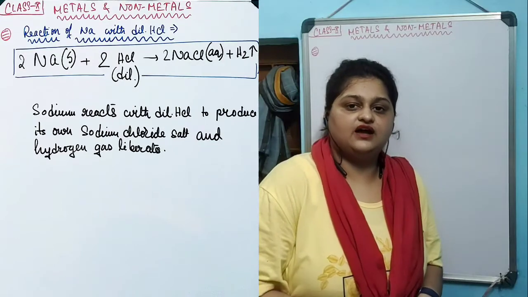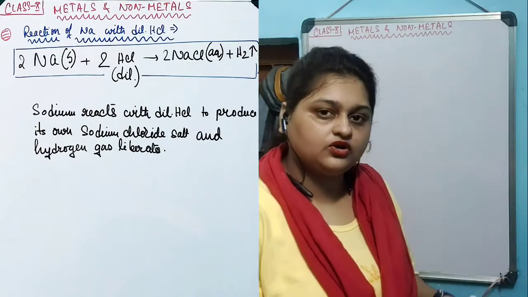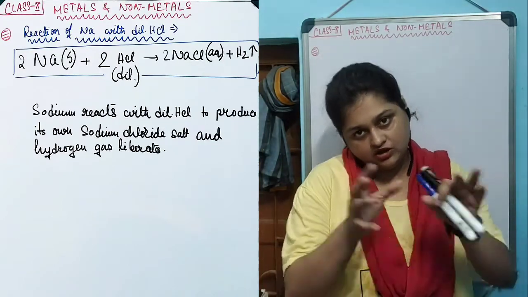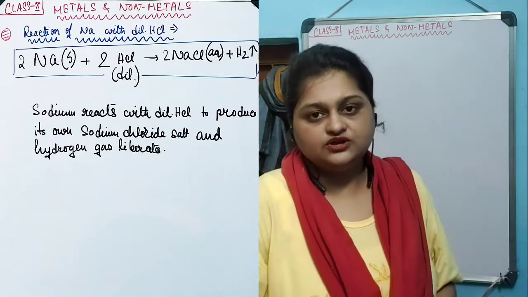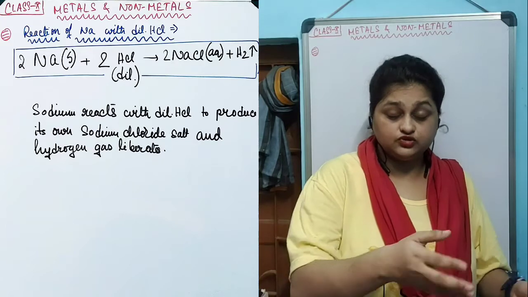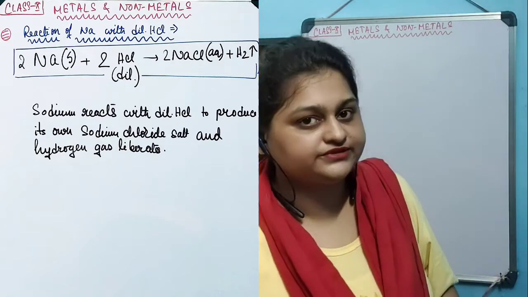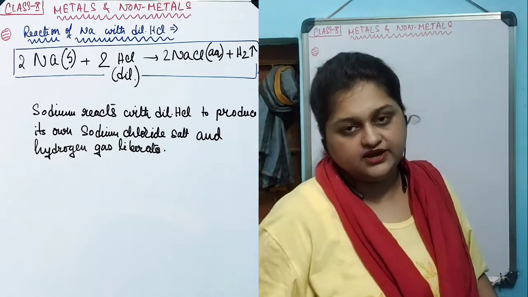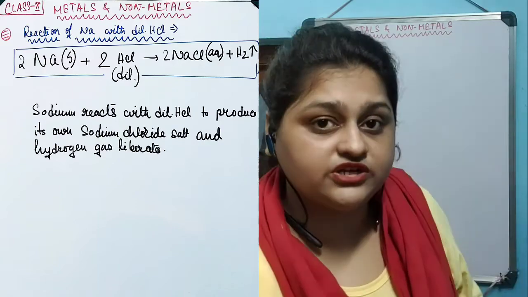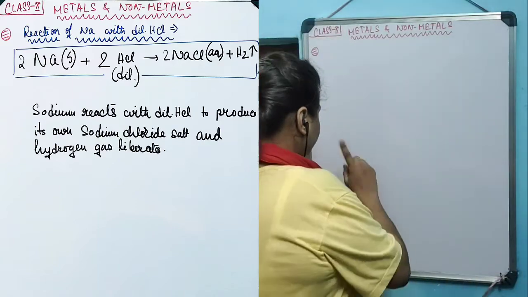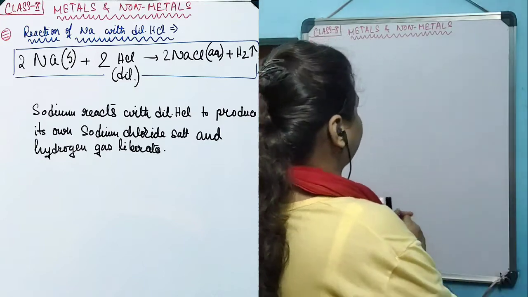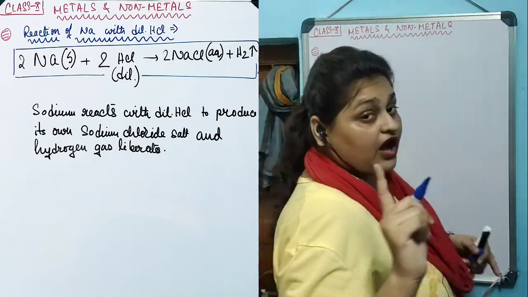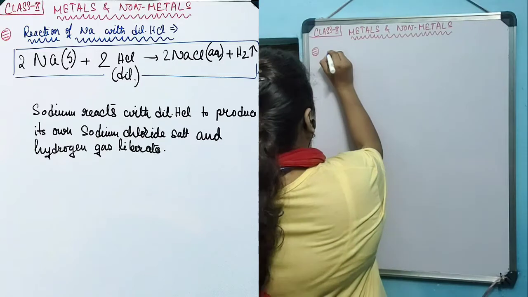In our previous class, we talked about the general concept of how a metal reacts with dilute acid and produces its own salt of that particular metal, and hydrogen gas liberates along with that. Now we are going to discuss today how sodium metal, as an example, reacts with dilute hydrochloric acid.